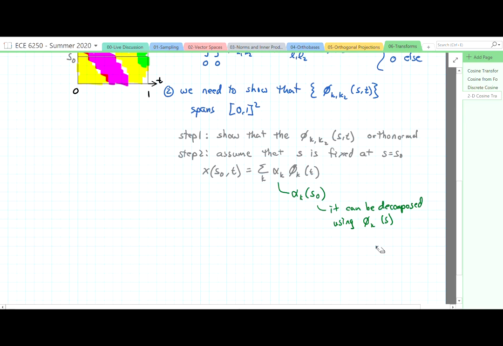So it's in two steps. We assume we're looking at a particular row. We can decompose that, and then our coefficients now become a function of where that row is. And so we can decompose them because they're different functions. So that's the basic idea behind the 2D cosine transform. And also a hint to help you out with homework 4.